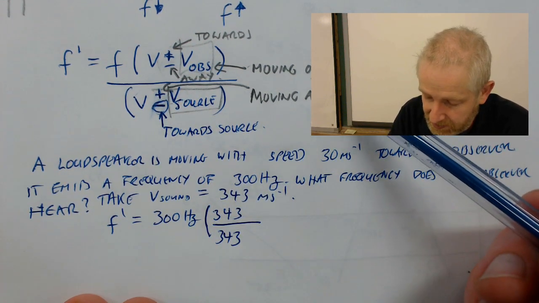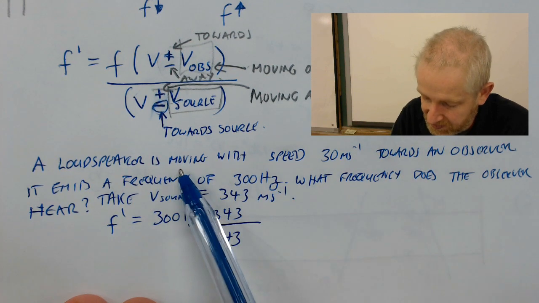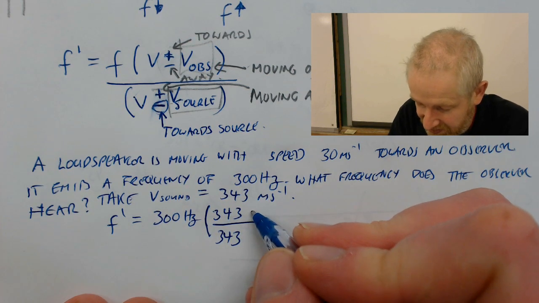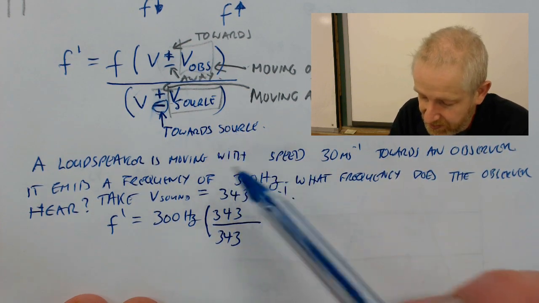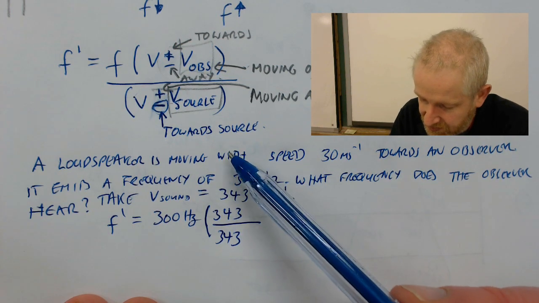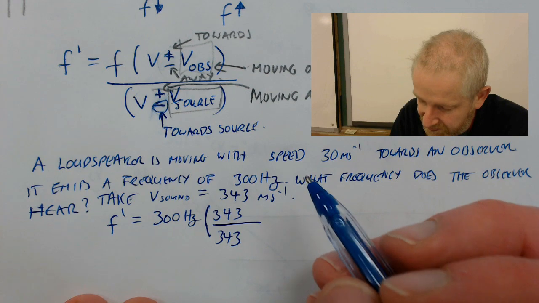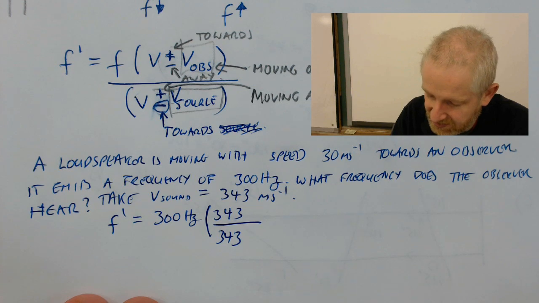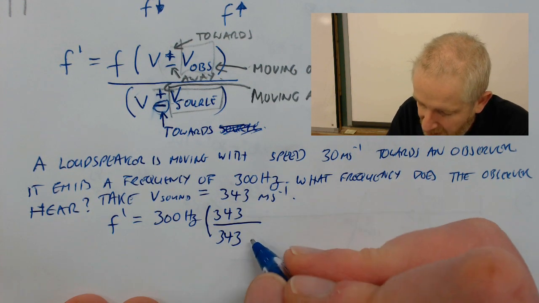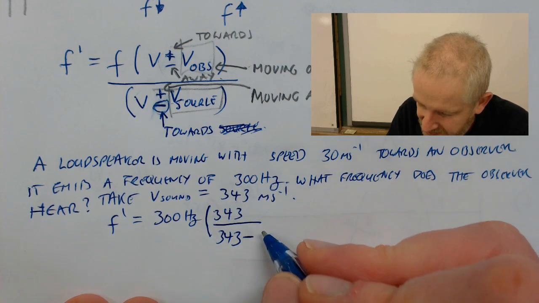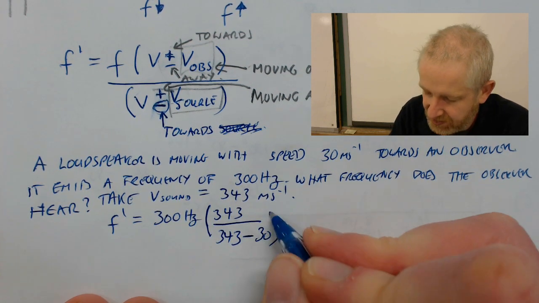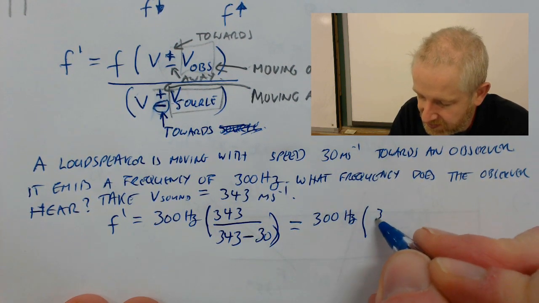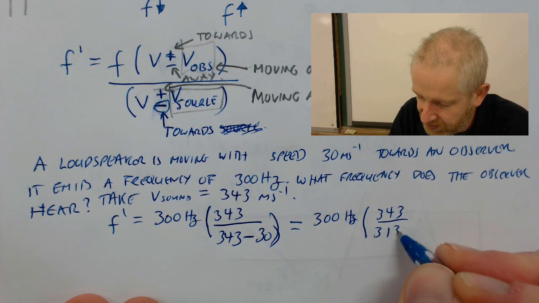Now, is my observer moving? Well, I've got a loudspeaker that's moving towards an observer. The observer here isn't moving, so plus or minus is nothing. So 0 up top. Now, we've got a source moving towards our observer, so it's 343 minus 30 meters per second. Okay, so my equation becomes 300 hertz multiplied by 343 divided by 313.